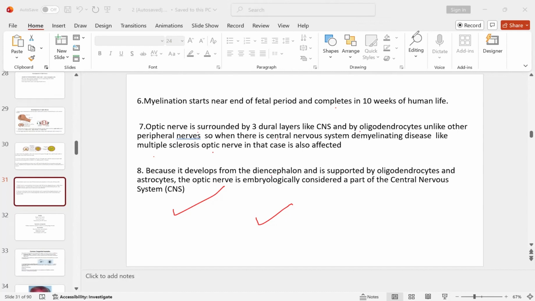Third step is the closure of the choroid fissure. And the fourth step is the obliteration of the lumen between the inner and the outer layer of the optic stalk because of excessive growth of ganglion cell axons to the inner wall of the optic stalk. So these are the steps of the development.